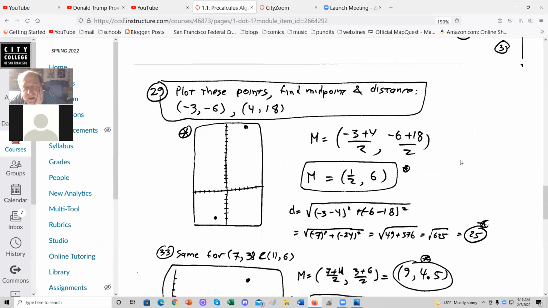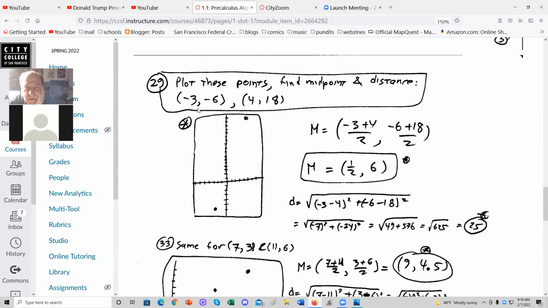All right. Here, some points, negative 3 by negative 6, 4 by 18. Plot them, find the midpoint, and find the distance between them. Negative 3 by negative 6, back 3, down 6, right here. 4 by 18, over 4, up 18, up here. Now, for the midpoint, we take the average of coordinates. -3 plus 4 over 2 is the x value. -6 plus 18 over 2 is the y value.